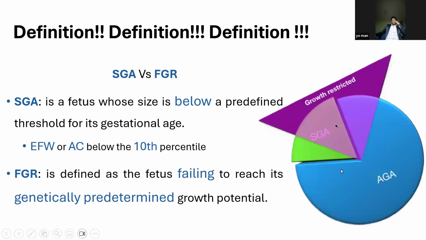This is the most important diagram here. The majority of the population is appropriate for gestational age, and here you can see a small portion of the population is SGA.